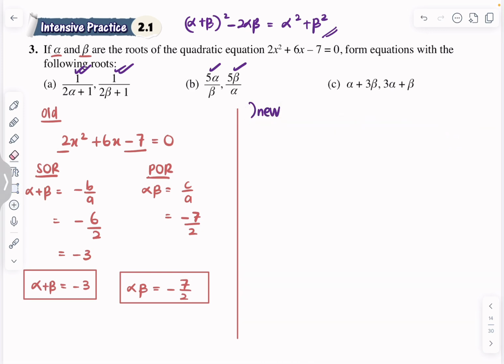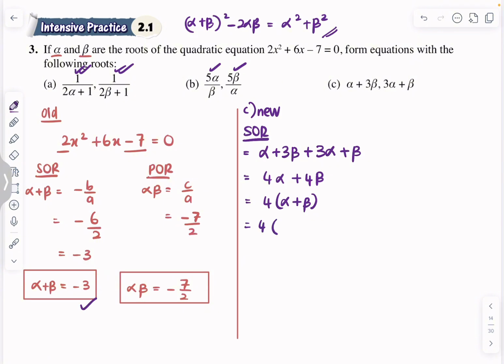Let's look at question C, the last one. Again, we find the new sum of roots. The sum of roots will be alpha plus 3 beta plus 3 alpha plus beta. This will give us 4 alpha plus 4 beta, or 4 times alpha plus beta. Alpha plus beta we know is -3, so this will be -12. That's the sum of roots.